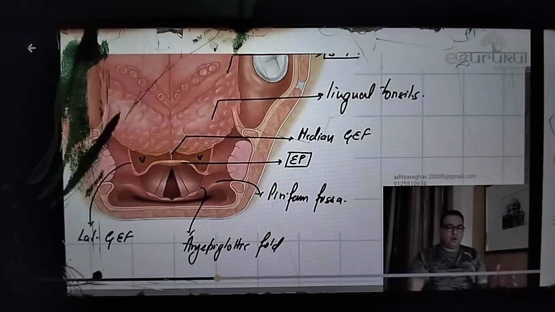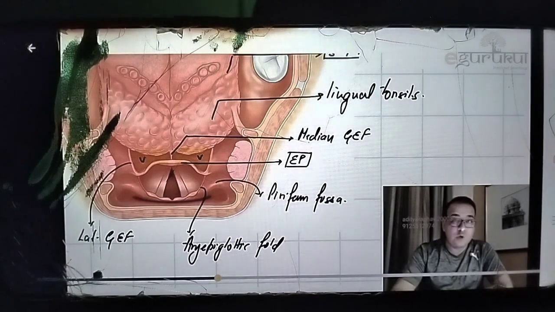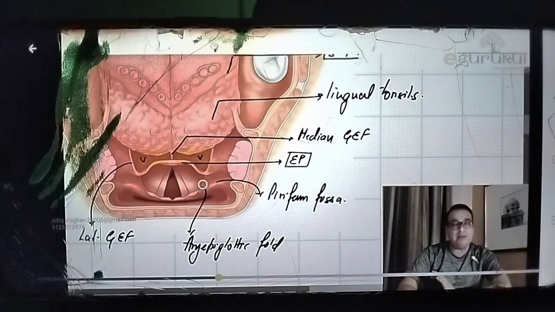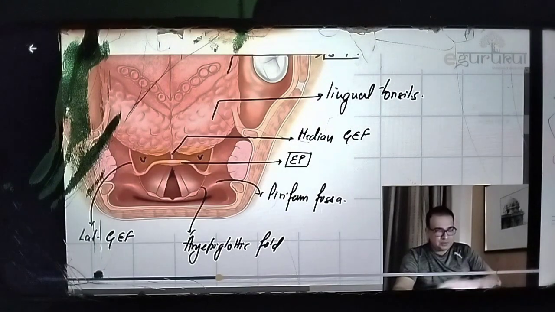If someone asks you, what membrane is between the vallecula and the pyriform fossa? So it's the lateral glossoepiglottic fold. What membrane is present between the pyriform fossa and the main inlet of the larynx? Then it is the aryepiglottic fold. Right? I hope this clears it for you.